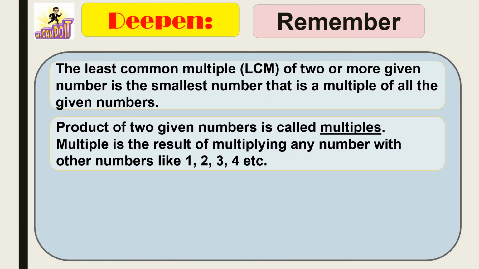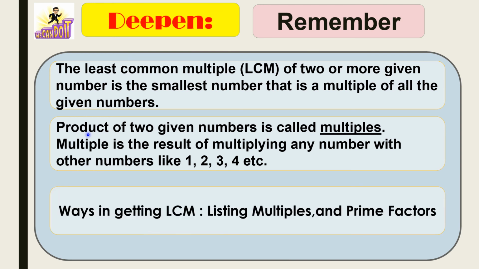The least common multiple of two or more given numbers is the smallest number that is a multiple of all the given numbers. One importance of this LCM is when you have fractions, so that you may get the same denominator. For our lesson 3, we will be tackling fractions. Multiple is the result of multiplying any number with other numbers like 1, 2, 3, 4, and so on.